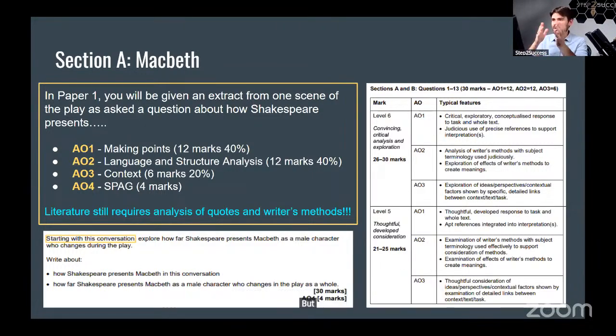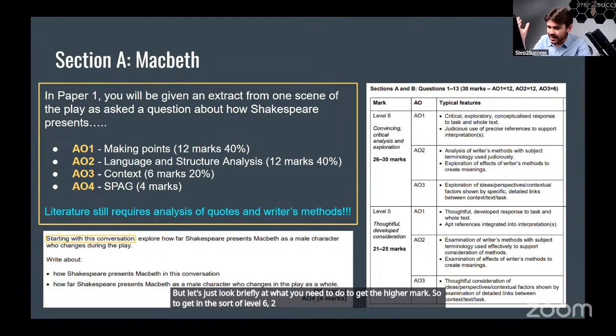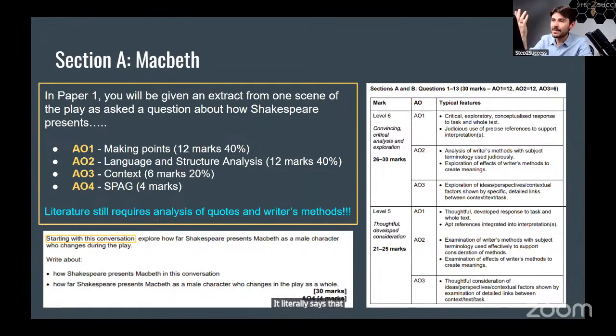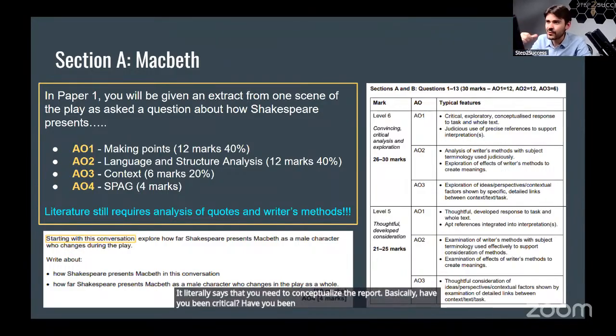But let's just look briefly at what you need to do to get the higher mark. So to get into level 6, 26 to 30 marks, in order to make points, it literally says that you need to conceptualize the point. Basically, have you been critical? Have you been thorough? Have you explained in detail your points? Have you made unique points that other people haven't made?